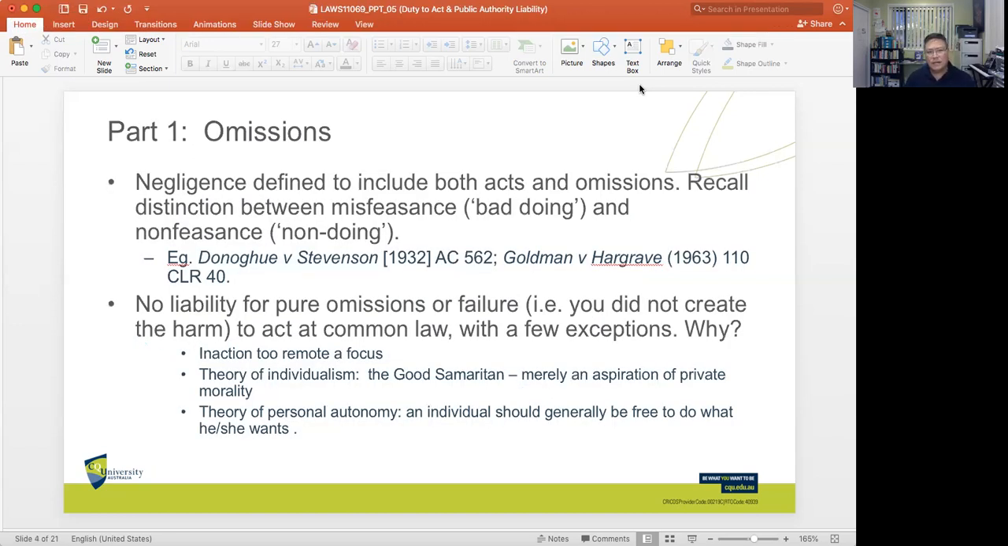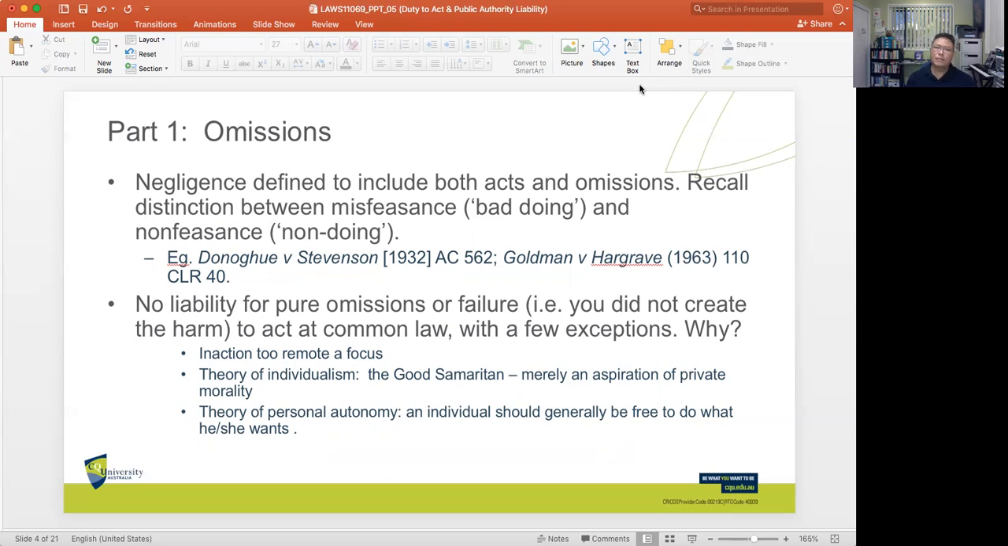Okay, so let's begin. We recall then when we talked about negligence, it is defined both as an act and omission. So it could be a negligent act, which consists in the bad doing, or the doing of something bad or something negligent. Or it could be in the form of an omission, or an undoing, or a failure to act that then leads to harm or injury to another person. Again, when there was a duty of care.